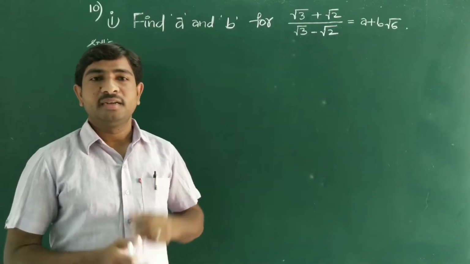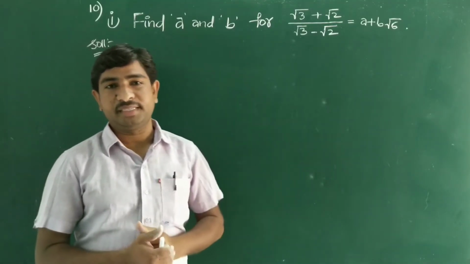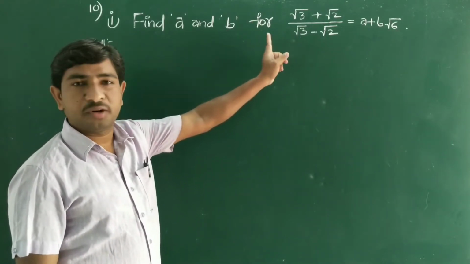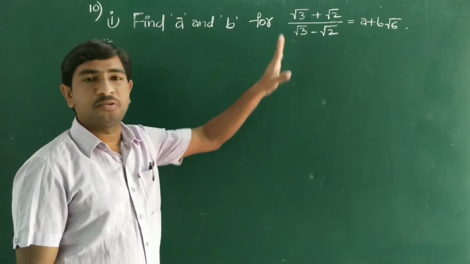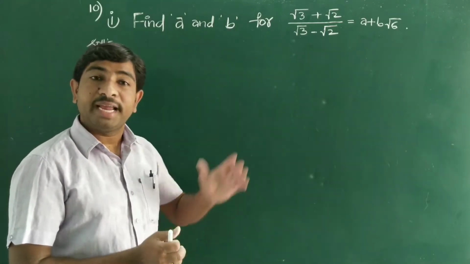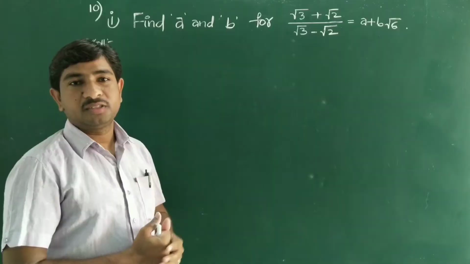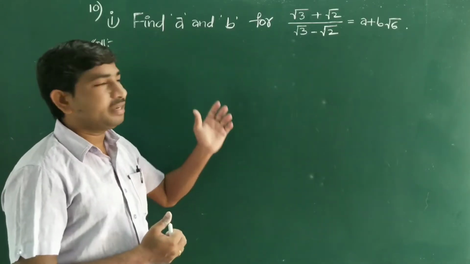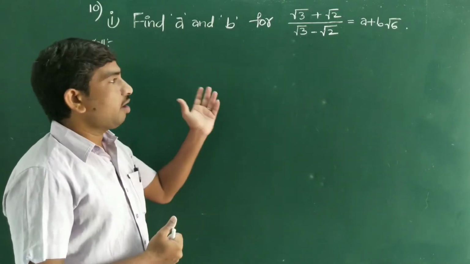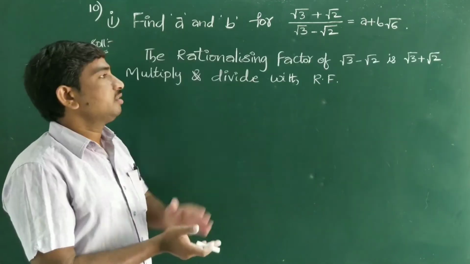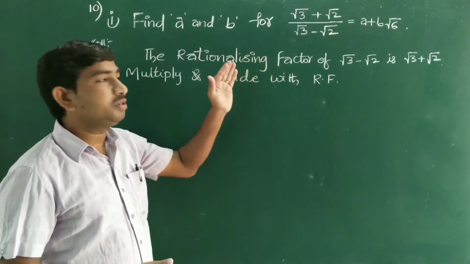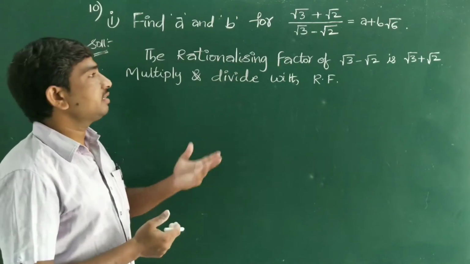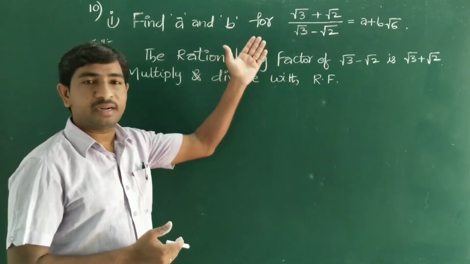Okay. Now the 10th problem, first bit. Find A and B for (root 3 plus root 2) by (root 3 minus root 2) is equal to A plus B root 6. So we have to find A and B values for the given problem. See here, by taking the rationalizing factor of the numerator or the denominator, we have to find those A and B values. We have to convert the left side value into the form of A plus B root 6. For that, consider the rationalizing factor of the numerator or denominator.